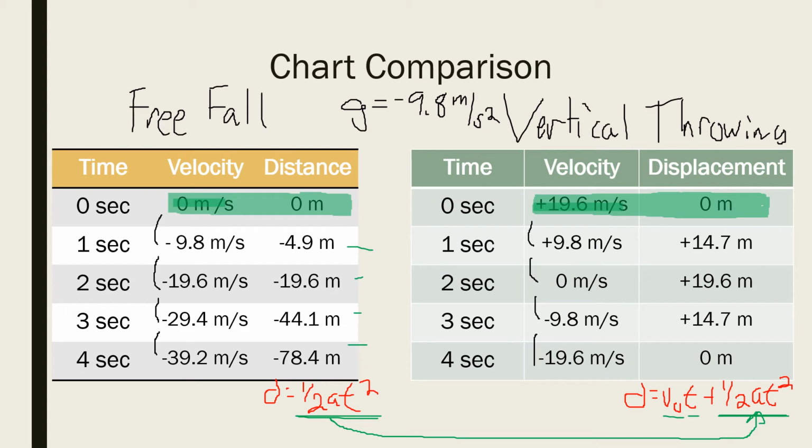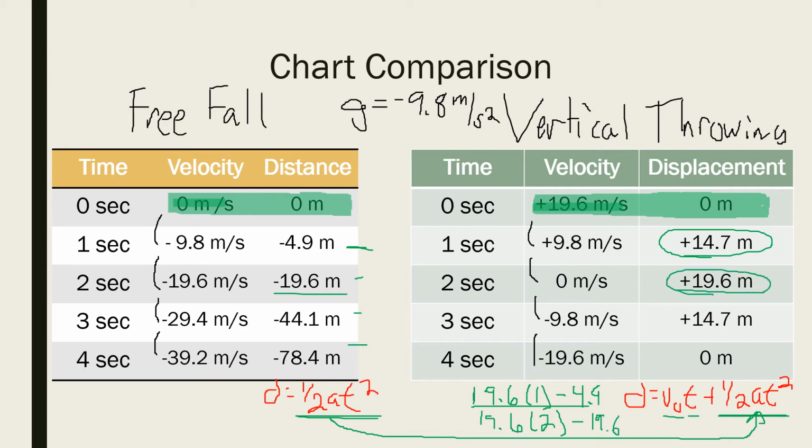What do you mean? Let's look at 1 second. The v naught is 19.6. Remember, v naught doesn't change, times the time. And what is the free fall displacement at 1 second? Minus 4.9. What do you get when you do that? What if I had 19.6 times 2? What is the free fall displacement at 2 seconds? Minus 19.6. When I subtract those, what do I get? The pattern will continue.